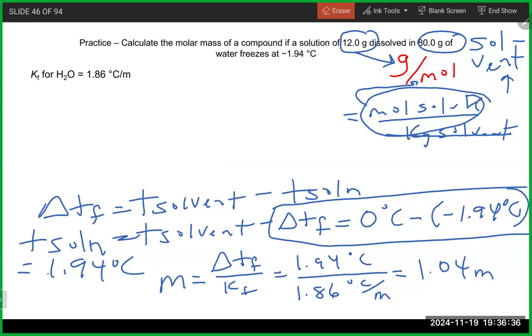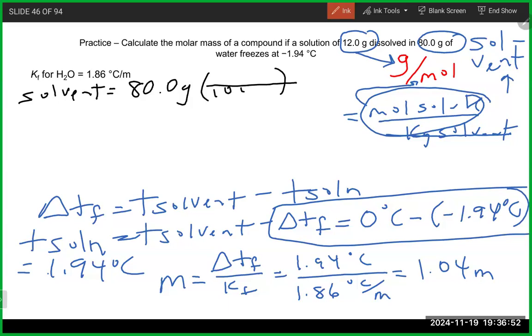So we know in terms of our solvent, we have 80 grams. And we do need it in kilograms because that is what molality means. So there are 1,000 grams in a kilogram. And that's going to give us 0.08 kilograms, in this case, of solvent.